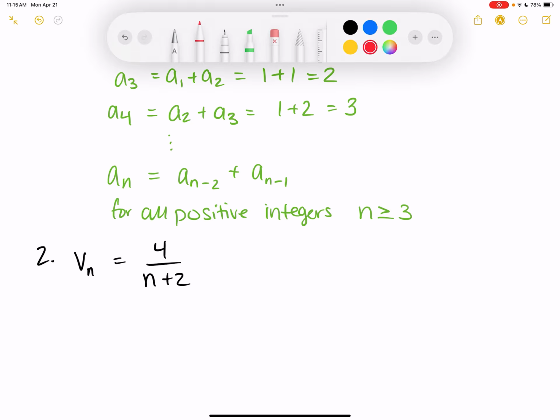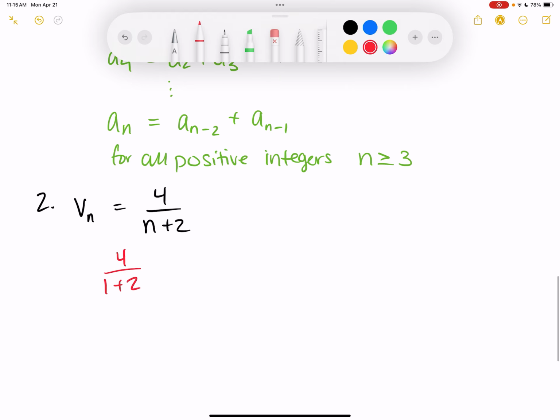And so all we're doing on these ones is literally just plugging it in. So this would be 4 over 1 plus 2, which would be 4 over 3, and then 4 over 2 plus 2, which is 4 over 4, or 1. And so on and so forth. I'm just going to do it without writing them all out. If we plug in 3, it would be 4 over 5. If I plug in 4, it'd be 4 over 6, which would reduce to 2/3. If I plug in 5, it would be 4 over 7. If I plug in 6, it'd be 4 over 8, which would be 1/2. So that's the first 6 terms.